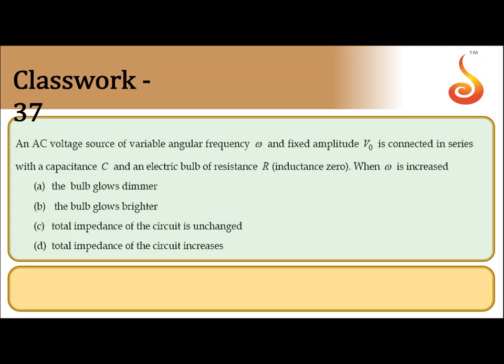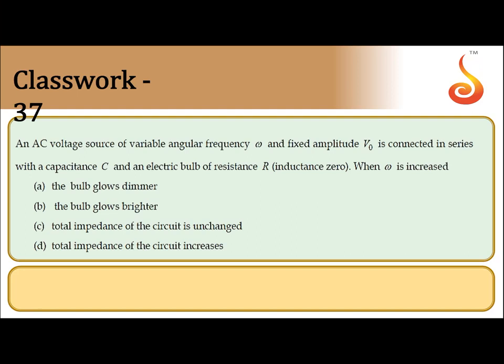So we'll move on to next one. An AC voltage source of variable angular frequency omega and fixed amplitude V naught is connected in series with a capacitance and an electric bulb of resistance R. Inductance of the bulb is 0. When omega is increased, bulb glows dimmer, bulb glows brighter, total impedance of the circuit is unchanged, total impedance of the circuit increases.